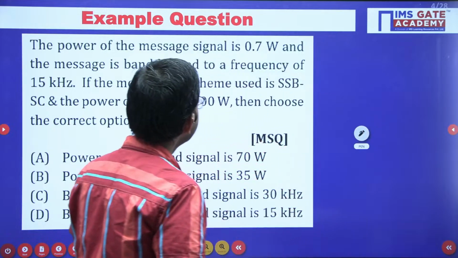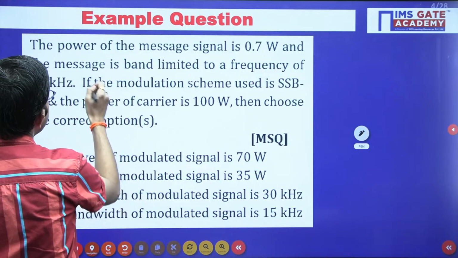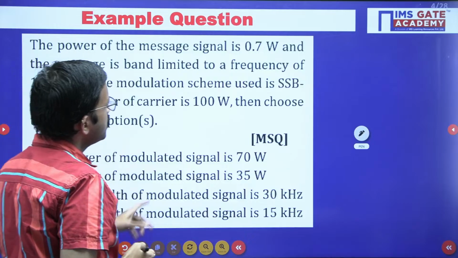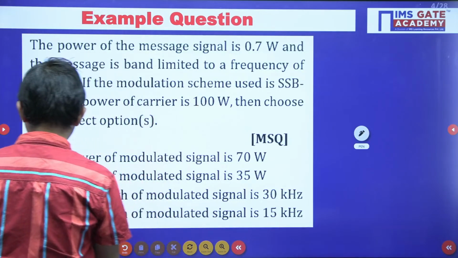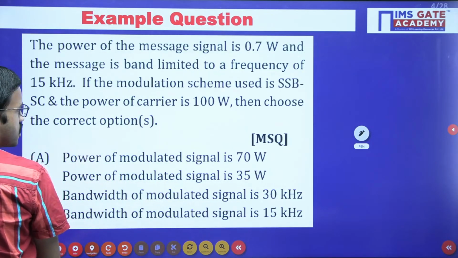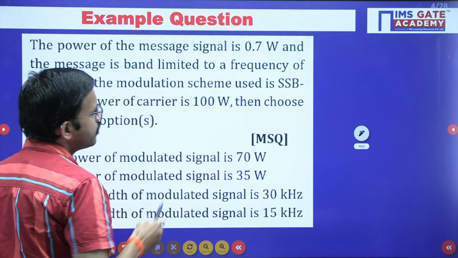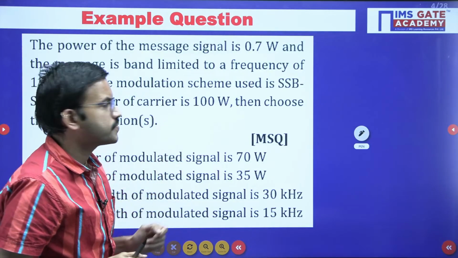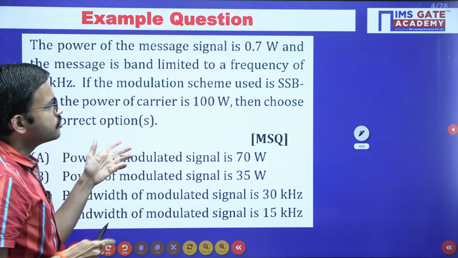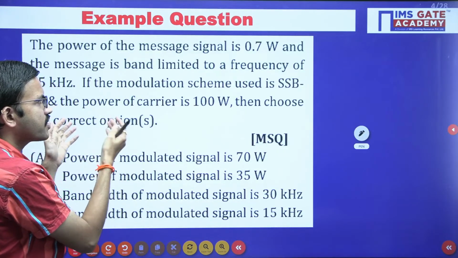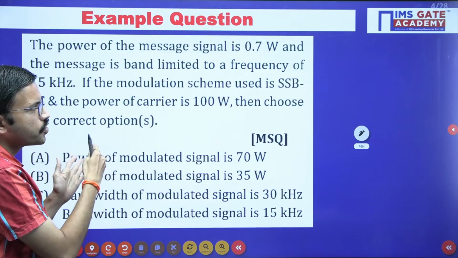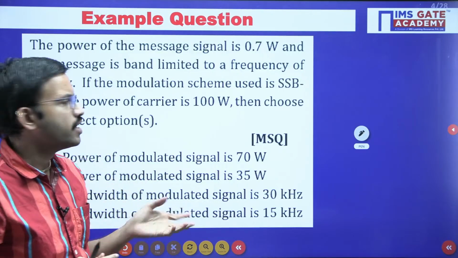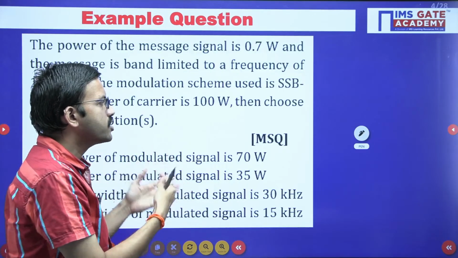So first of all, read the question. Here the power of the message signal is given 0.7 watt. So first of all, read line by line, and whatever the given data is there, you can note down. With that, you can easily understand what the given data is, what they are asking. So accordingly, you can use the respective formula, substitute the values and easily find the answer.